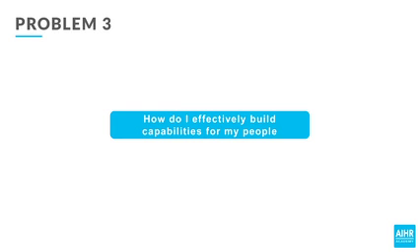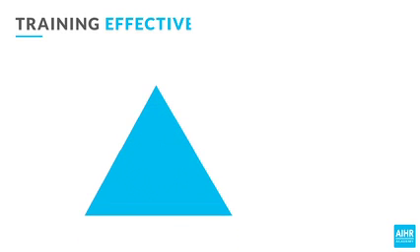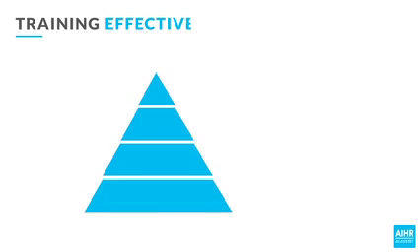The third problem is, how do I effectively build capabilities for my people? And this is really when we're talking about training effectiveness. And when you talk about training effectiveness, the Kirkpatrick model that you see here on the slide is probably the best known way to explain and to measure training effectiveness. The Kirkpatrick model is divided in 4 stages. First of all, you have the reaction. When someone goes to a training, they have an initial reaction, like the quality of the educator, the quality of the material, and usually also the quality of the lunch. So that's an initial reaction of how well the training is received.